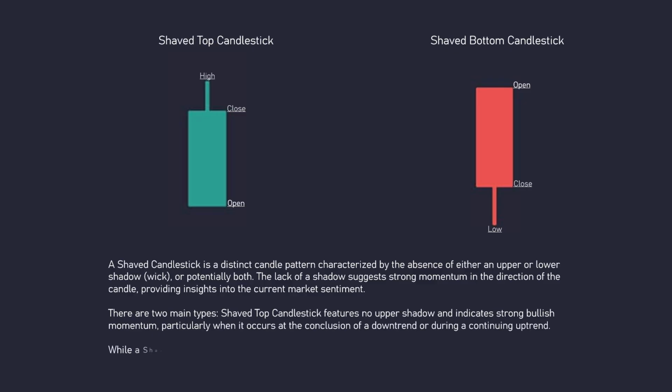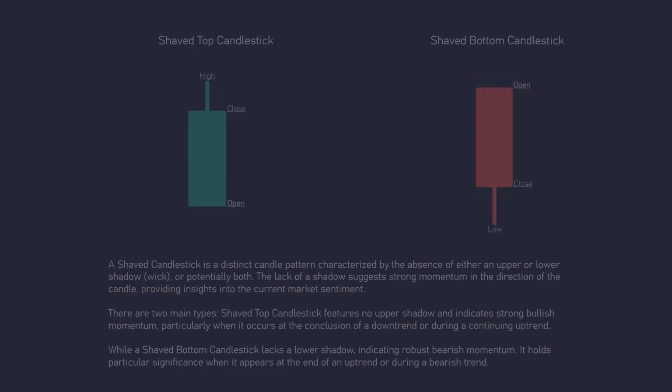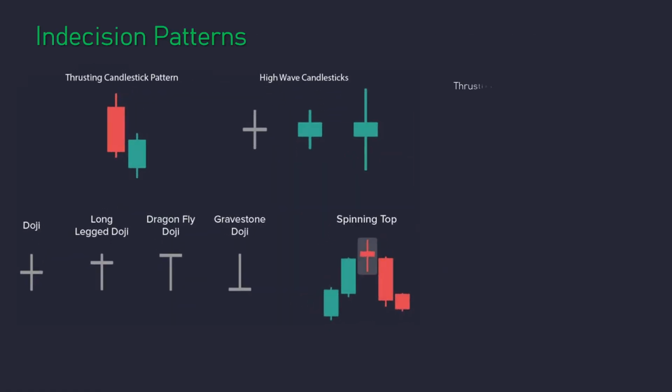A shaved bottom candlestick lacks a lower shadow, indicating robust bearish momentum, which is significant when it appears at the end of an uptrend or during a bearish trend. Now let's move on to indecision patterns, which provide insights into potential shifts in market sentiment.